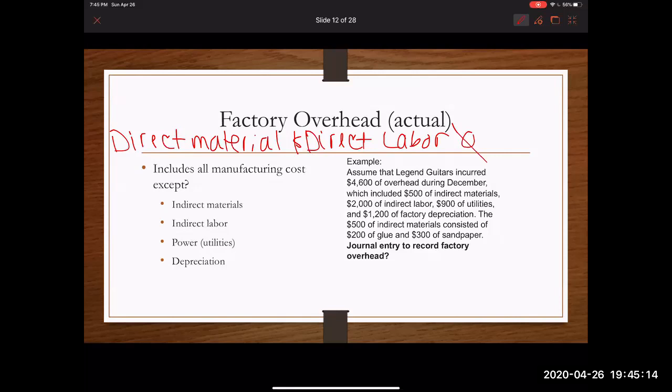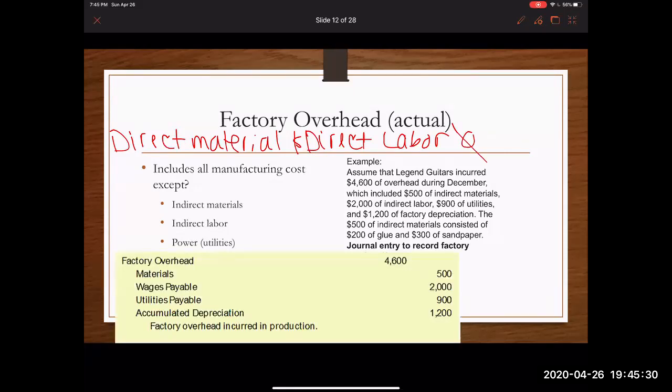Because remember, when it becomes a direct material, you must be able to trace it back, but it must also make up a significant cost of the product. All right, so if we're trying to capture what our factory overhead is given this information, it is this journal entry here. You should take note that this looks a little bit different from our other two journal entries where we capture direct materials and direct labor. We'll get into that later. But our journal entry to capture this is factory overhead of the 4,600, which we've already been told here, and then here's all of our different things.